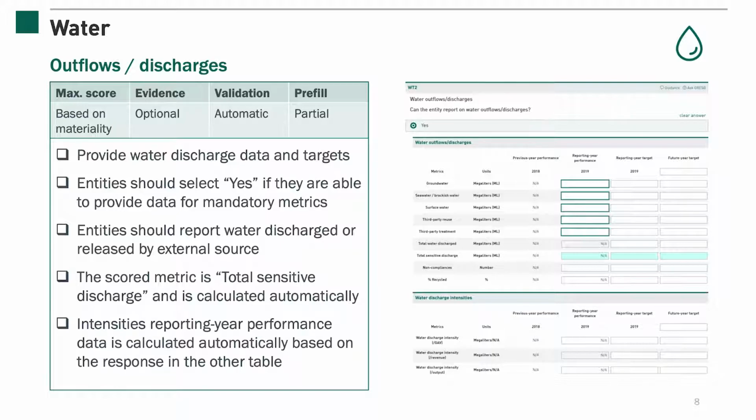Non-compliance refers to any instances during the reporting year when an entity did not meet legal requirements with regards to water discharge. The second table in this indicator is the intensities table. The reporting year performance data for this table is calculated automatically based on the values provided in the table above.